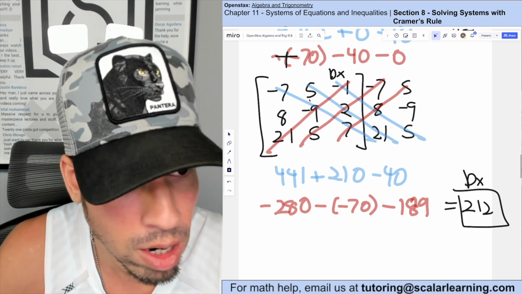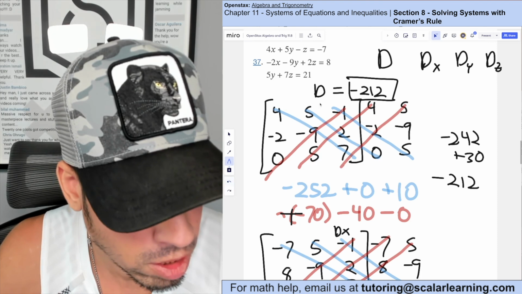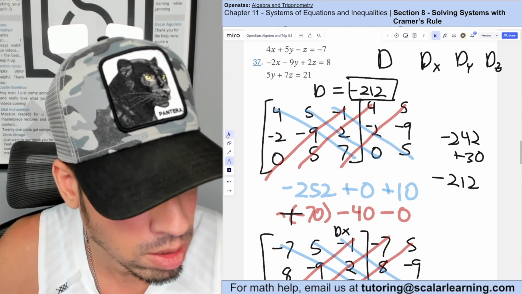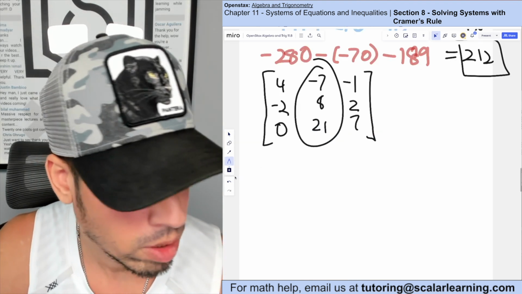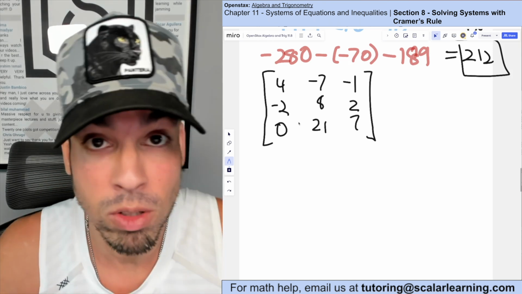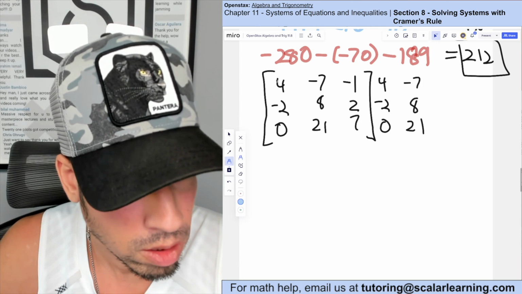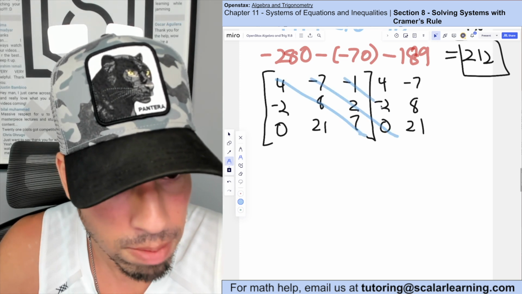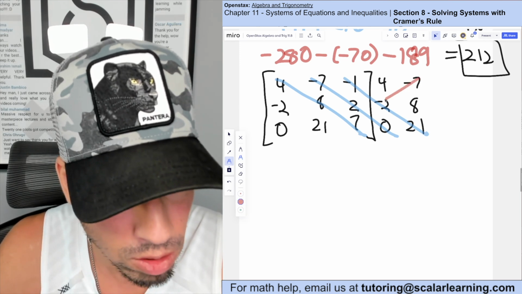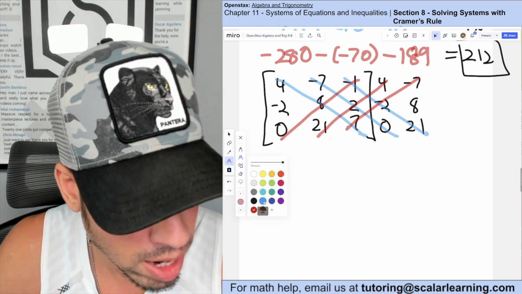Okay, let's do dy now. So going back to the top, again, we're going to have the same matrix here, except we're replacing the y column now with these constants. So let's write that down below. So once again, here we put in that middle column of those constants, and everything else is the same compared to the first matrix. And then we're going to repeat column 1 and column 2. And then we're going to multiply. So those products are going to be added, and then we're going to come back the other way, and those are going to be subtracted.